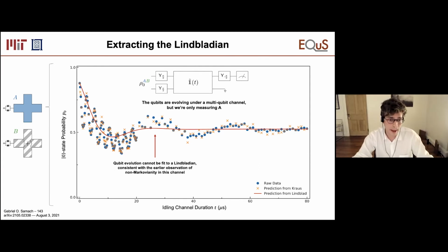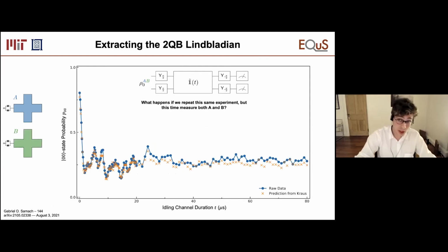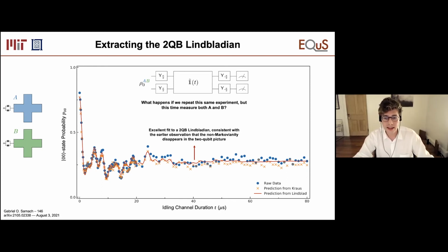So this failure of the fit is entirely consistent with the non-Markovianity that we observe in this channel. However, if we now go to the 2-qubit picture and we look at this more complex oscillation and we run 2-qubit Lindblad tomography and extract the most likely operators, we find evolution that very beautifully fits the results of this measurement. And this really nice fit to a 2-qubit Lindbladian is consistent with the earlier observation that the non-Markovianity disappears in the 2-qubit picture.